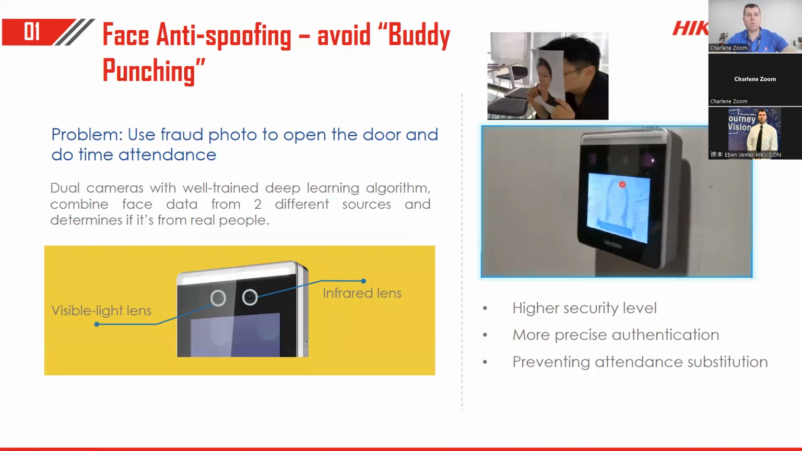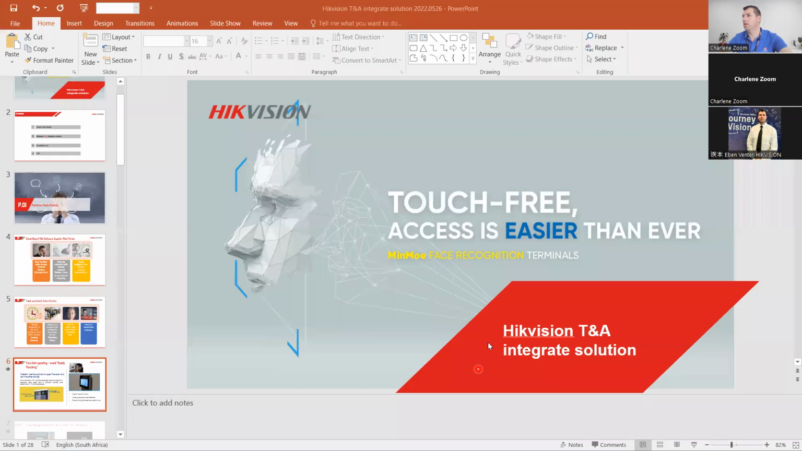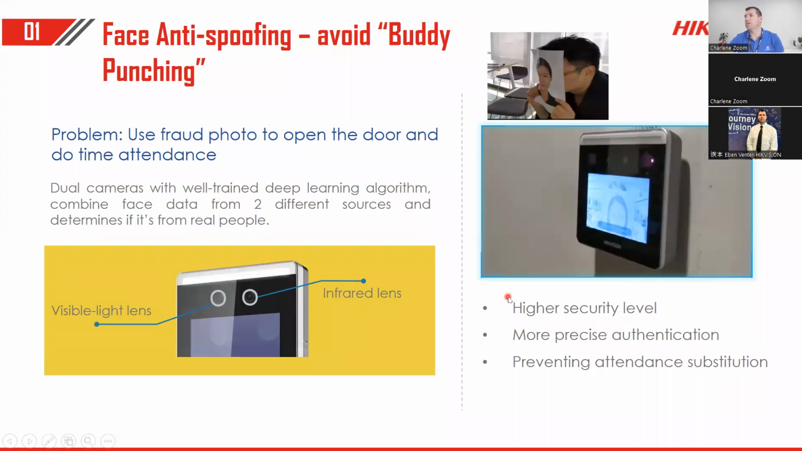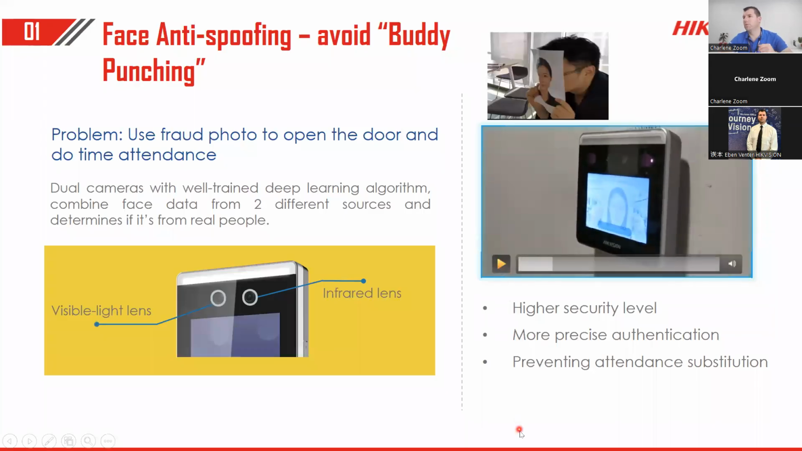We have a system called anti-spoofing. So I'll pause the video. There we go, it's paused. As you can see, she's holding up a picture of herself and it's not authenticated. As soon as she takes the picture away, it will authenticate, because it's looking for the 3D face of your face. So I'm just going to pause it again there.